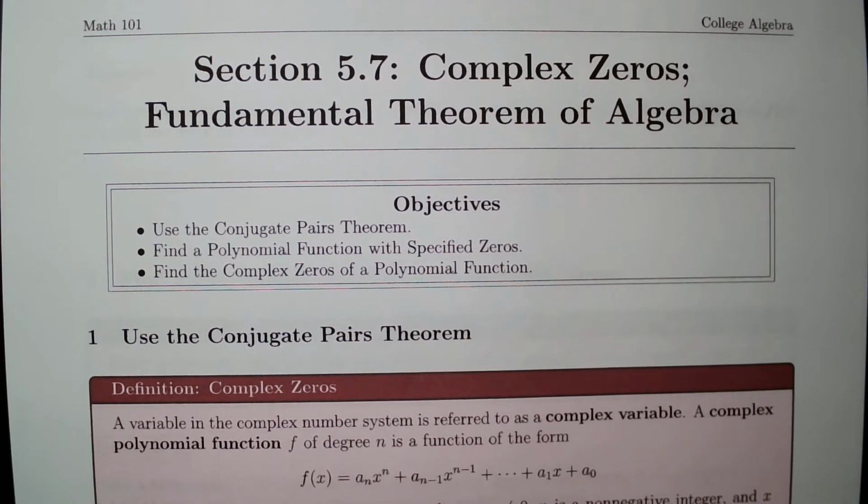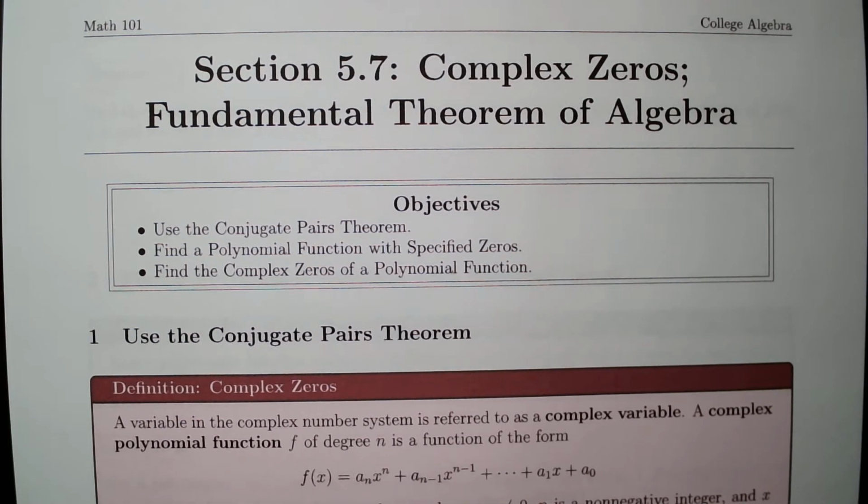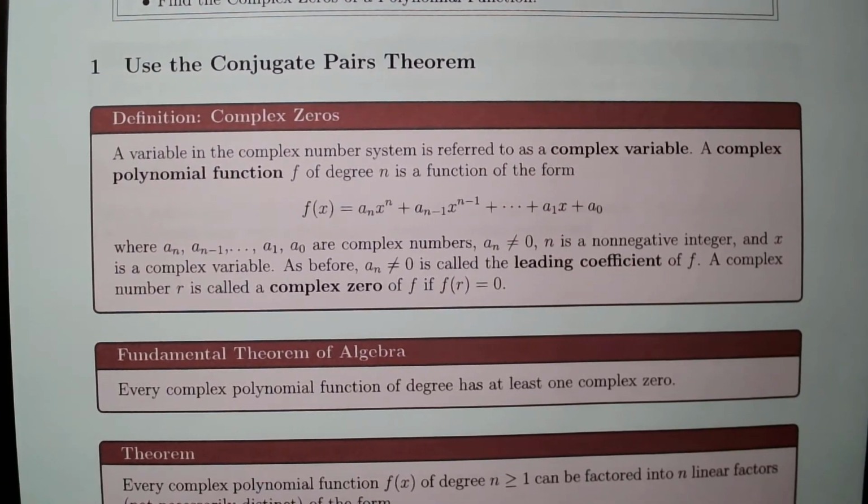Alright, so in this video we go over section 5.7, complex zeros and the fundamental theorem of algebra. The objectives of this section are to use the conjugate pairs theorem, find a polynomial function given some specified zeros, and find complex zeros of a polynomial function. So what about the conjugate pairs theorem?